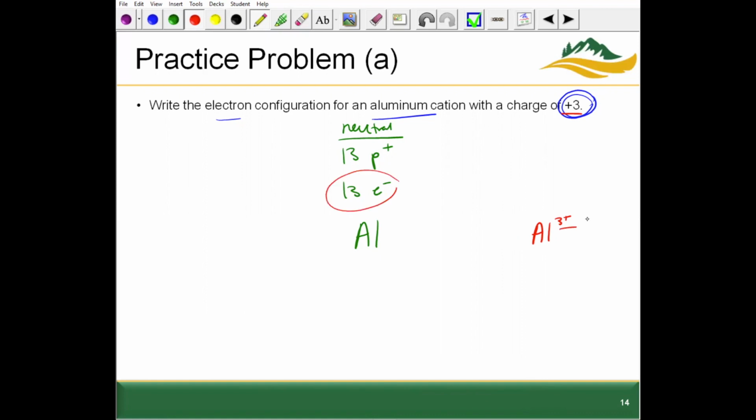It had to lose one or more electrons. If this is +3, it had to lose 3 electrons. It lost some of the negative charge to become a positively charged cation, went from neutral to +3, lost 3 electrons. We are only dealing with 10 electrons here for this practice problem.